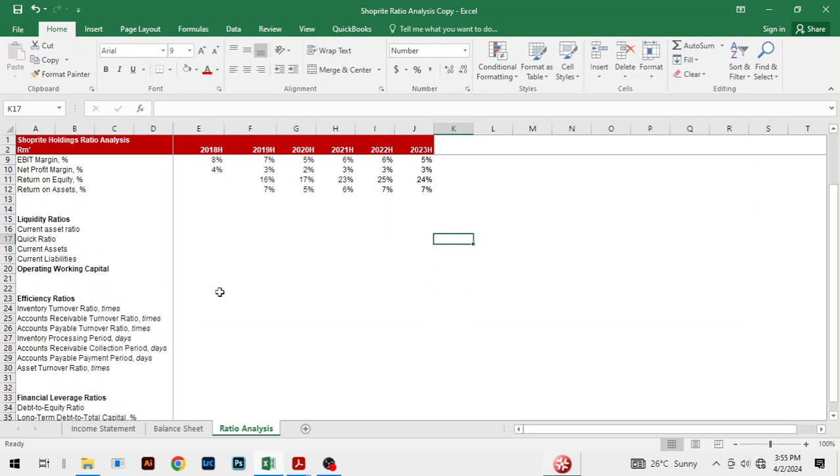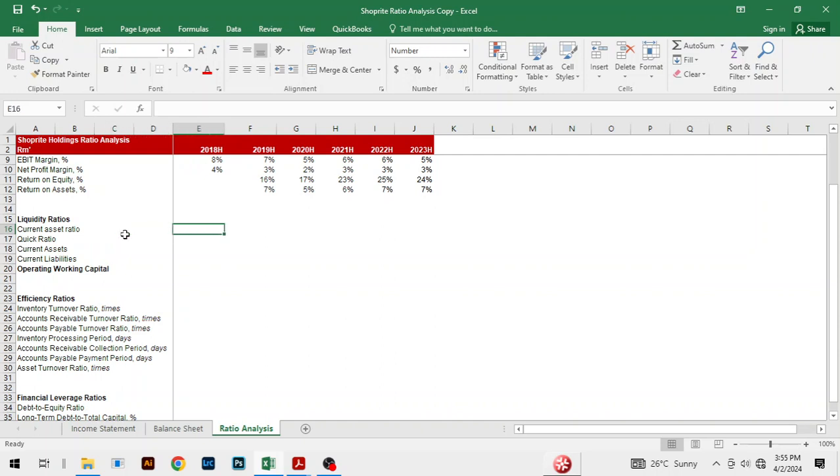Now let's move to the liquidity ratios. We are only going to look at two: the current asset ratio and the quick ratio. The current asset ratio compares current assets to current liabilities. So in a way, we are trying to gauge whether Shoprite has the financial standing to cover its current liabilities using the current assets.